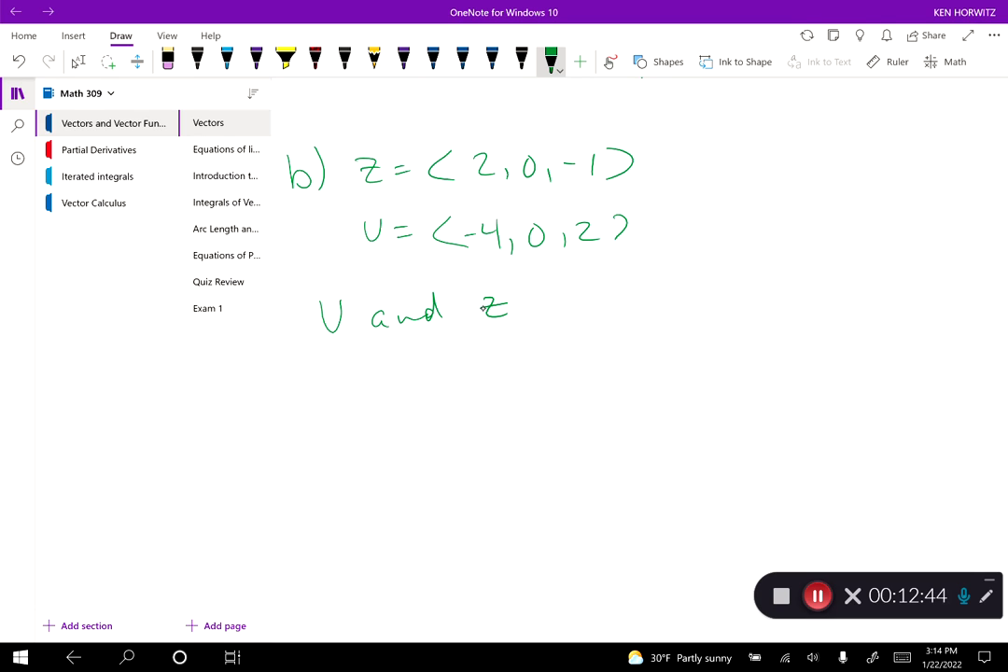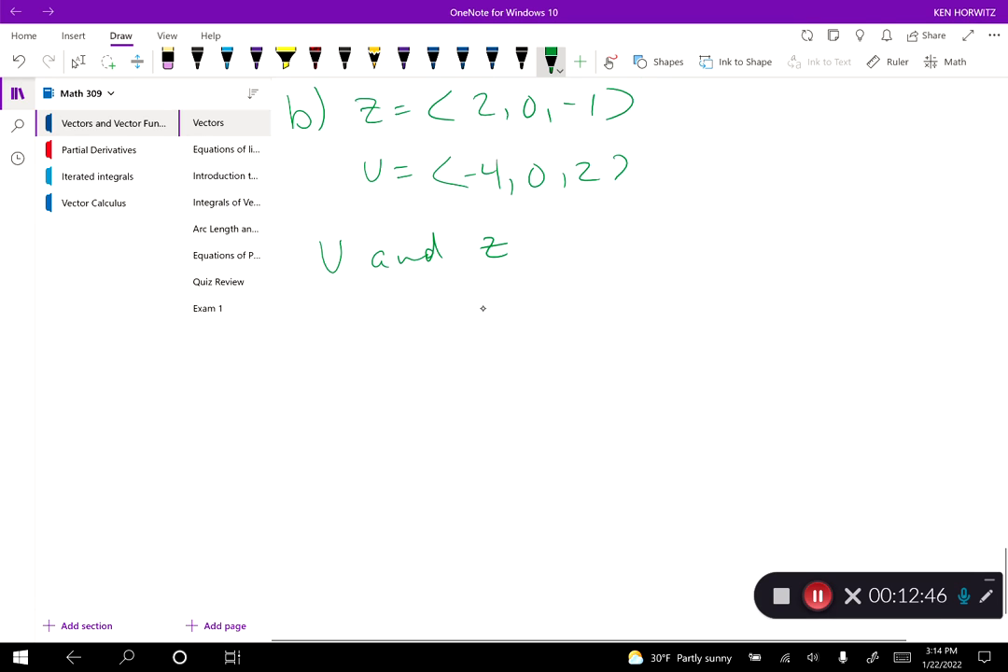All right, so let's remember our formula. It is the cosine of theta equals v dot z over the magnitude of v times the magnitude of z. So let's do the dot product. Let's also do the magnitudes. Pause the video for a minute. I will give you the answer on the back end.